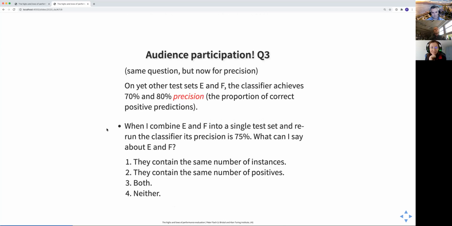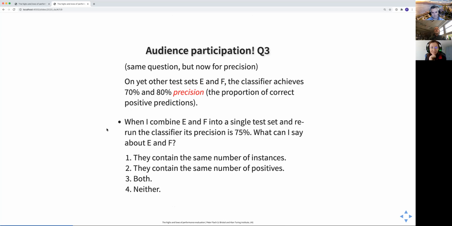And the third question, question three, is the same question for precision. New test sets again, numbers are the same. So precision is the proportion of correct positive predictions. So among the positive predictions, which of them are correct? So these are the three questions. I'll leave that up here. Greg, can you start the poll? Yes, the poll has started. Okay.